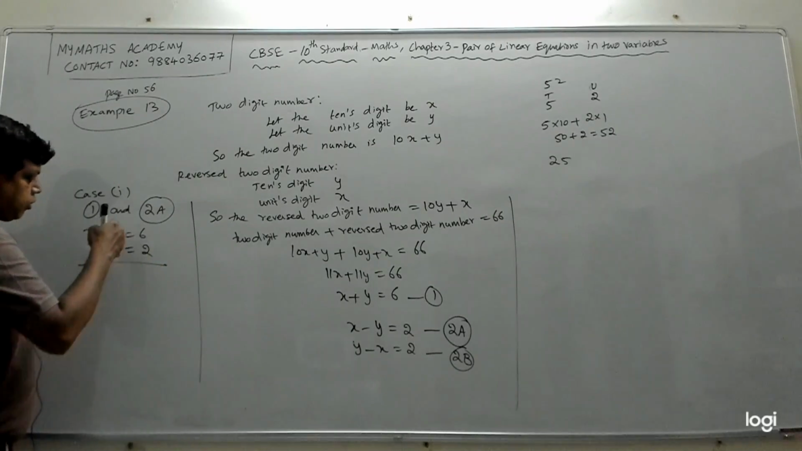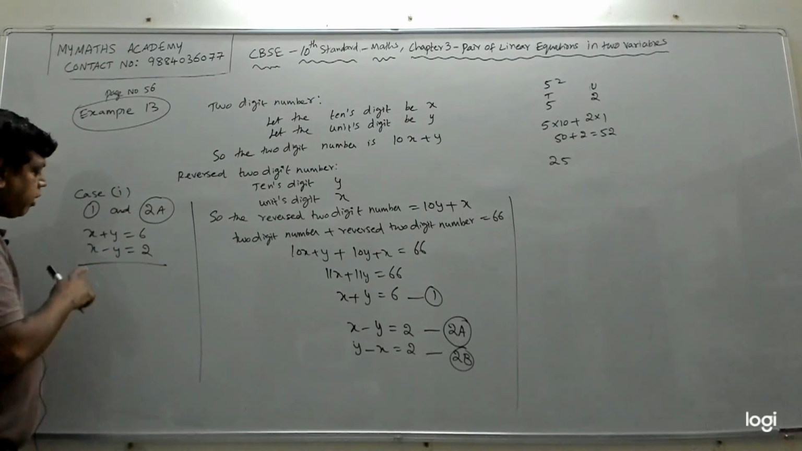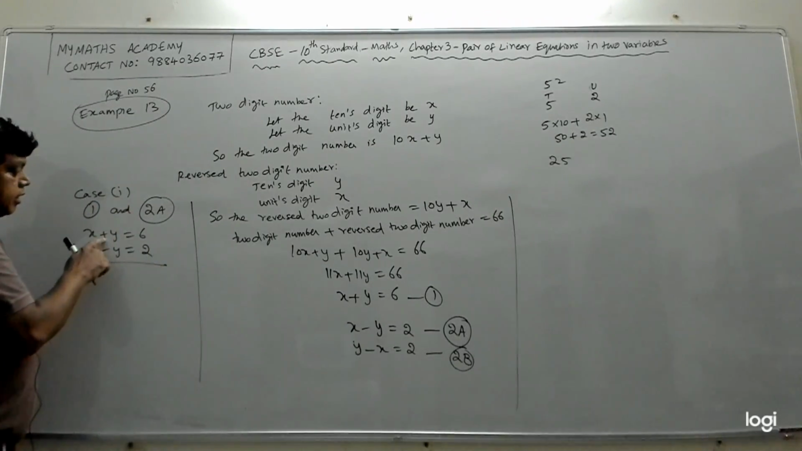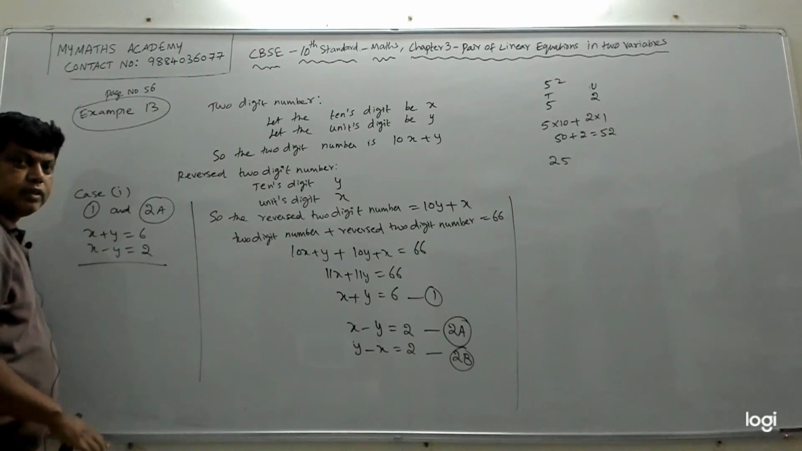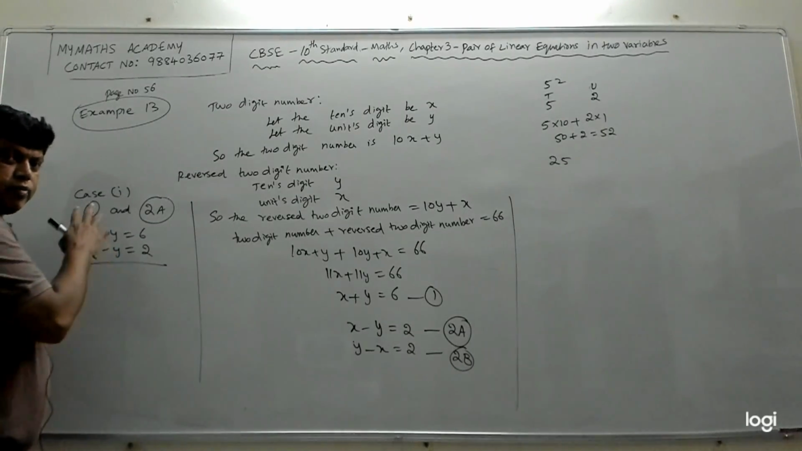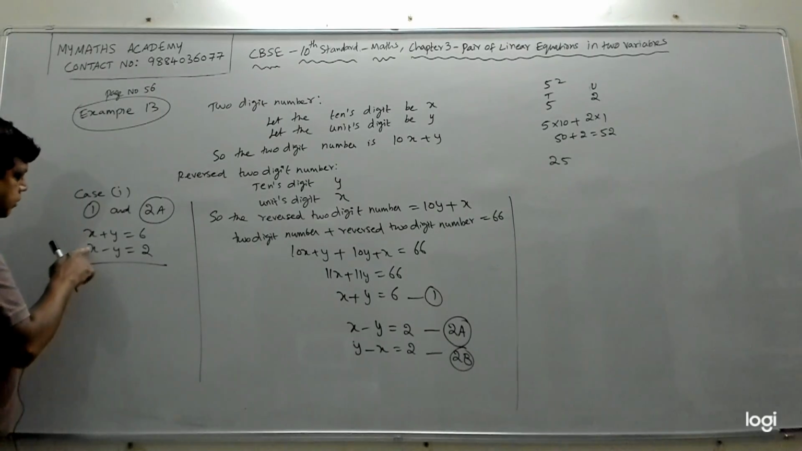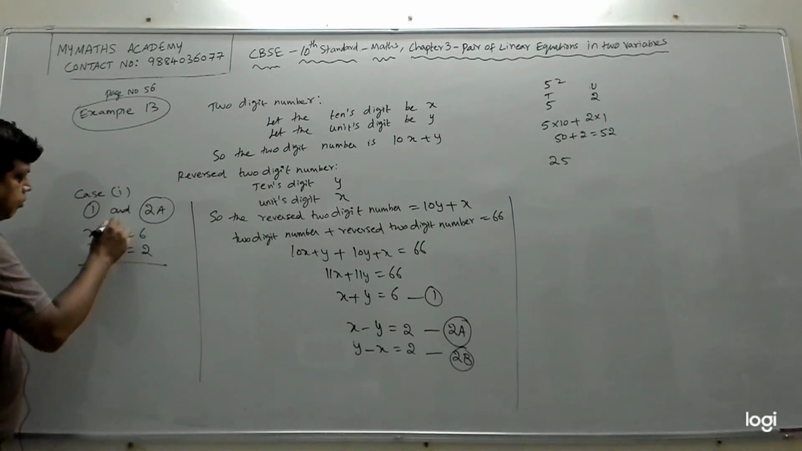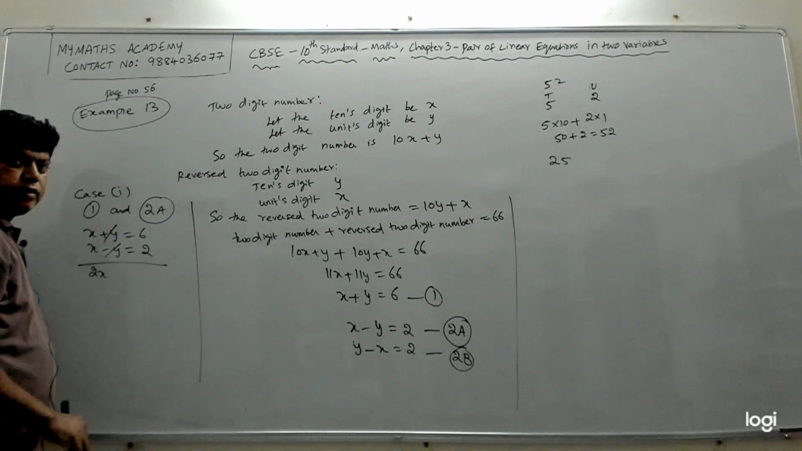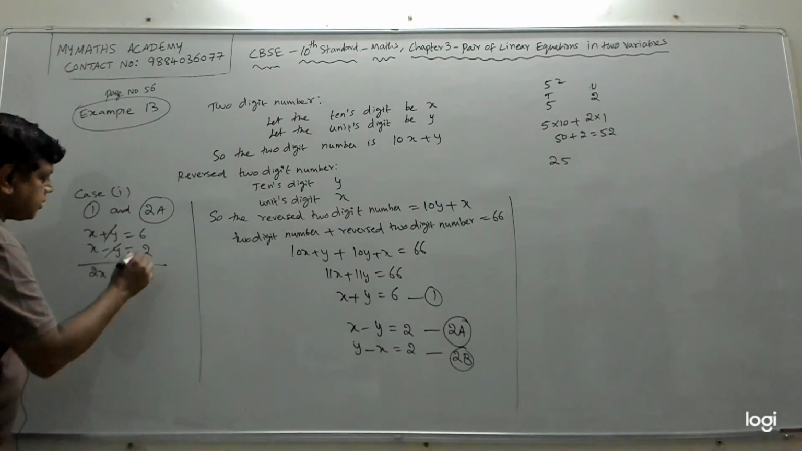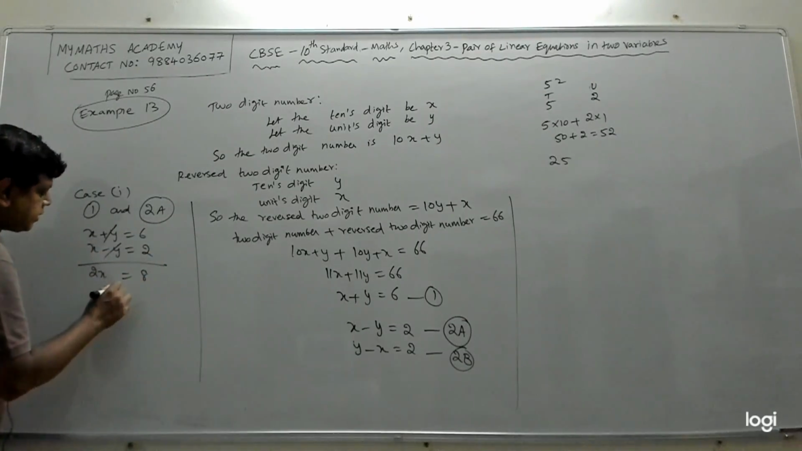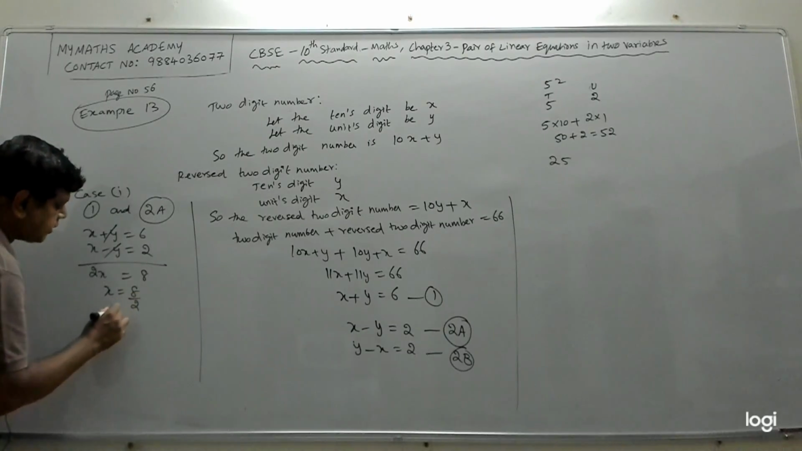So here what we can do is directly add. We don't have to change the sign or anything, because for y the sign is different. If one of them has a different sign, then we can add. So if I add this, what do I get? x plus x is 2x. Here y and y will get cancelled. This is plus y, this is minus y. So 6 plus 2 is 8. So x is equal to 8 by 2. We'll get x is equal to 4.